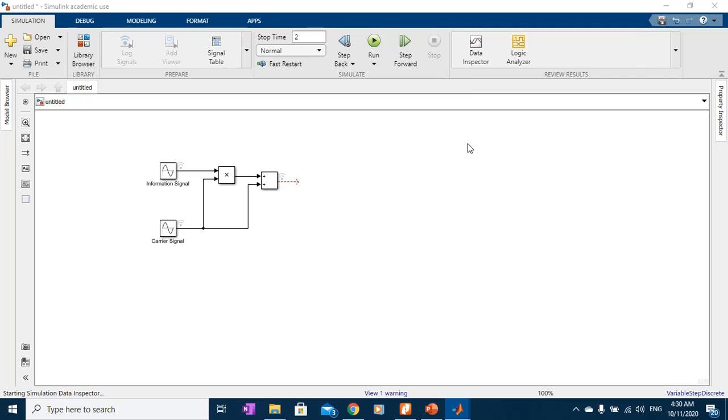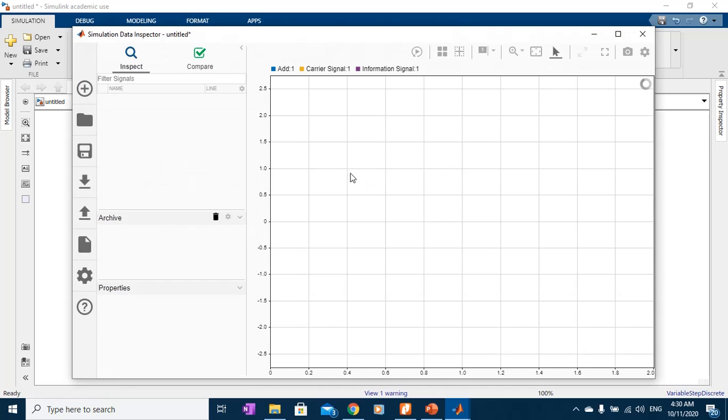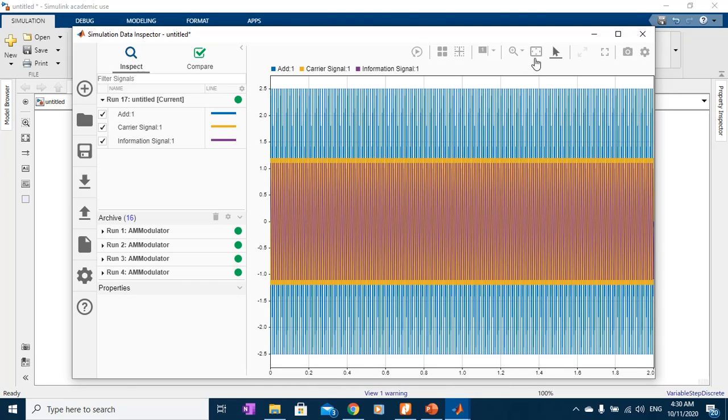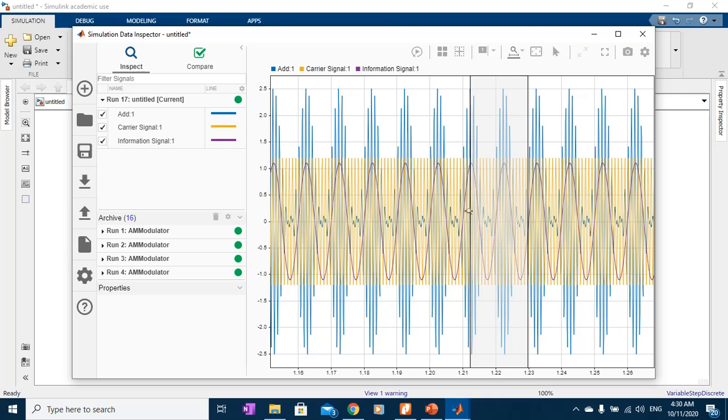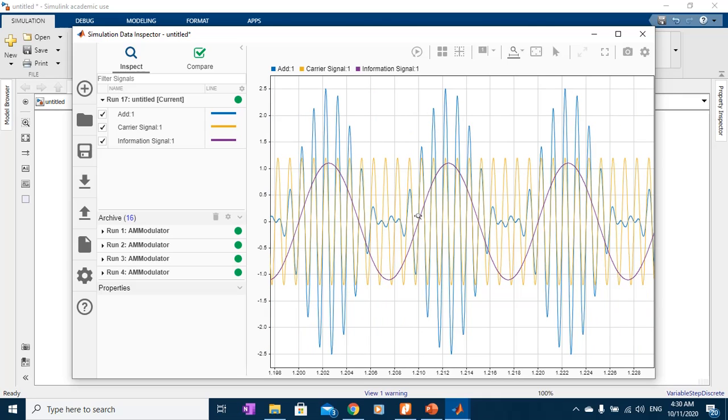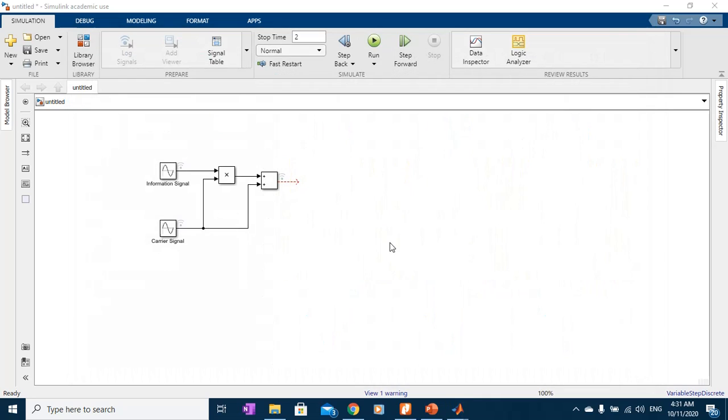After running the simulation, we can display the waveform by using data inspector. We can adjust the scale of the period to find the best image that we need to see. From the graph, we can say that the signal is successfully modulated. Now we need to design a demodulator circuit.